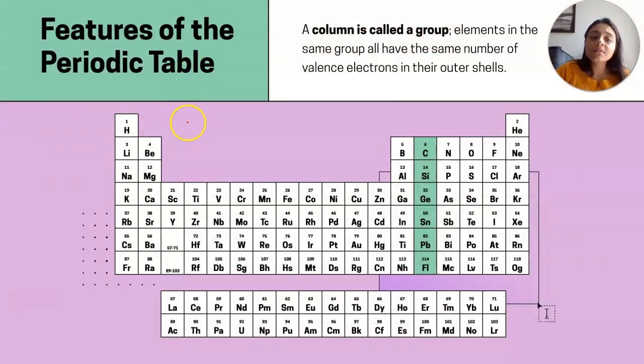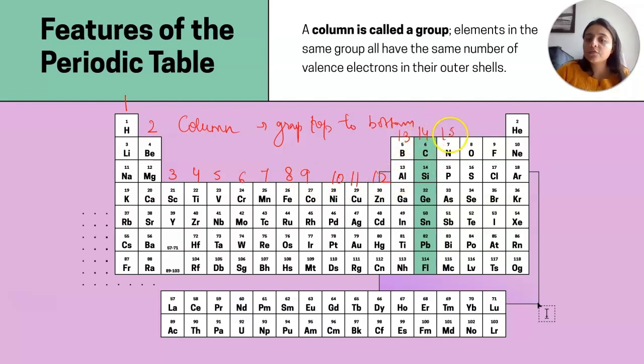Alright, now the columns are known as the groups, which run from top to bottom, right? Can you guess how many groups are present inside the periodic table? When we count them, there are 18 groups in the periodic table. 1, 2, 3, 4, 5, 6, 7, 8, 9, 10, 11, 12, 13, 14, 15, 16, 17 and 18. You are always going to learn like this: groups running from top to bottom. These are the columns and groups in the periodic table.